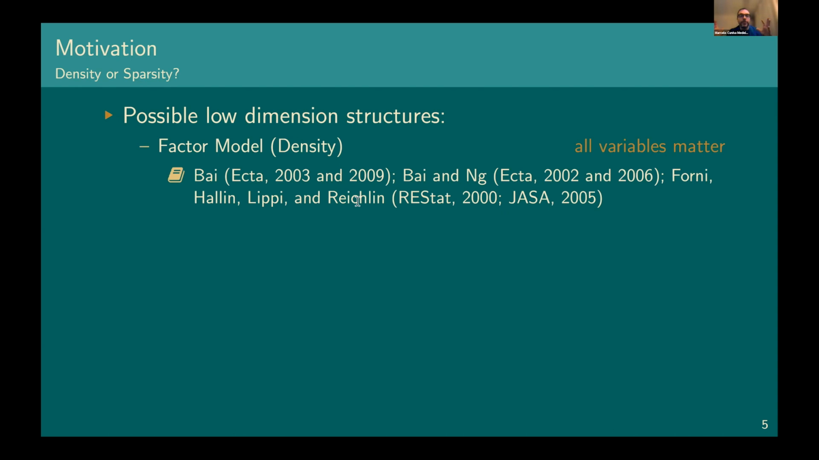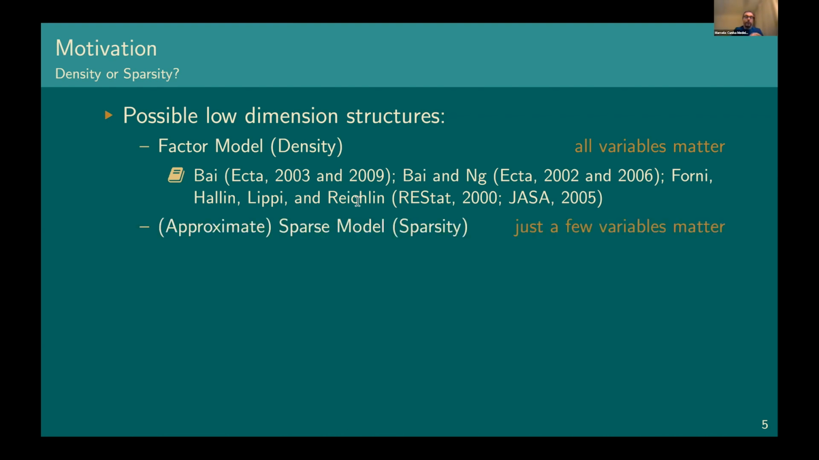Many papers in the literature, all the work by Jushan Bai and Serena Ng, and also from Forni, Hallin, Lippi, Reichlin, and many other papers. There's a gazillion of papers in the literature advocating the use of factor models, dynamic factor models, generalized factor models. There are several different versions of a factor model. But what these models have in common is that they impose this density. All variables matter. A variable depends on all the other variables.